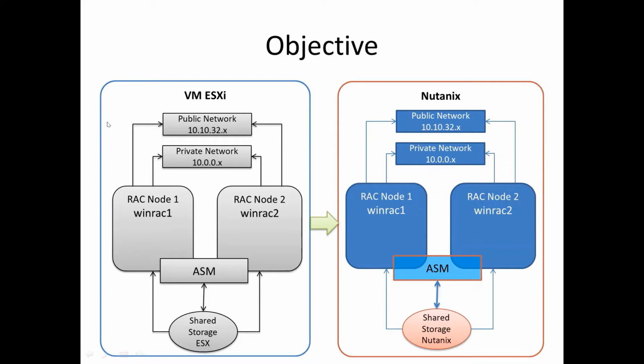I'm using a 2-node RAC, but the same can be applied for 3-node or 4-node. It doesn't matter, because you can do the RAC migration one VM at a time. Here there are two shared storages, one in ESX and another in Nutanix, which is the target. But it can be an external shared storage also, or you can use one shared storage which can be migrated to Nutanix as well. So it will cover both the processes.